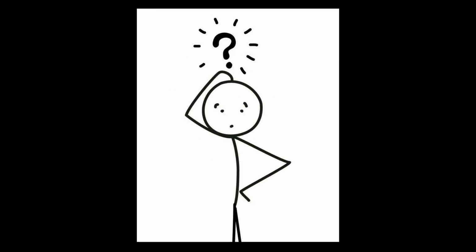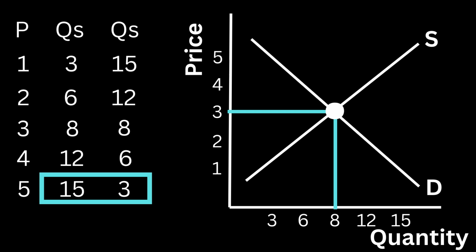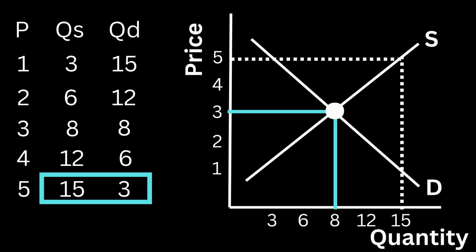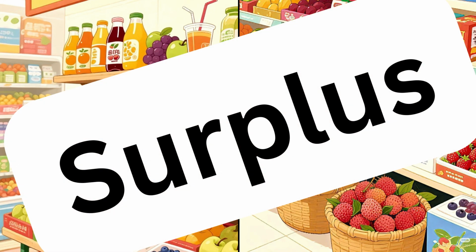But what happens when the market is not balanced? Now let's say the price is set above the equilibrium of 3 Rand, at 5 Rand. At this higher price, sellers are excited to supply more. This is represented with a higher quantity supplied. But consumers are not willing to buy as much, which is represented with a lower quantity demanded, which is why quantity supplied is greater than quantity demanded. The result? Well, the shelves start filling up with unsold goods. This situation is called a surplus.